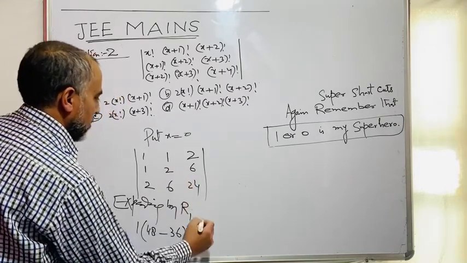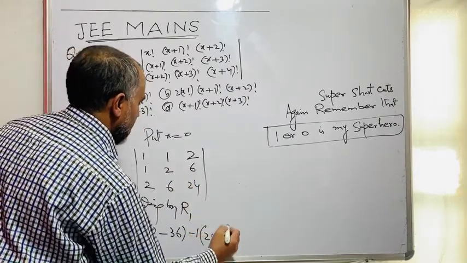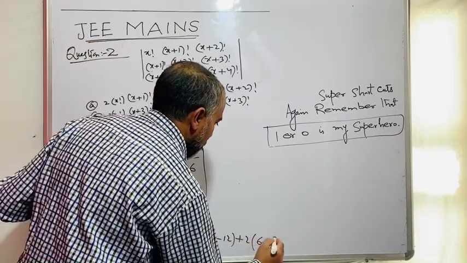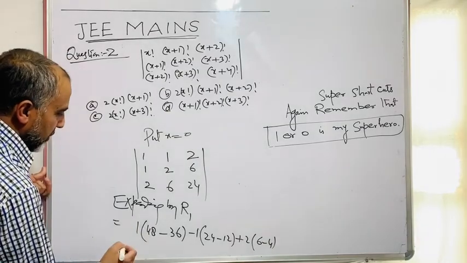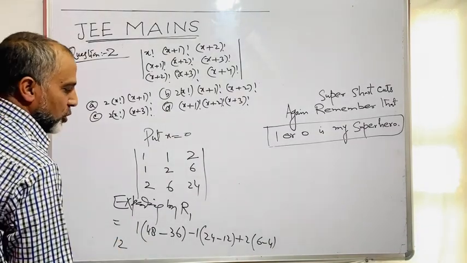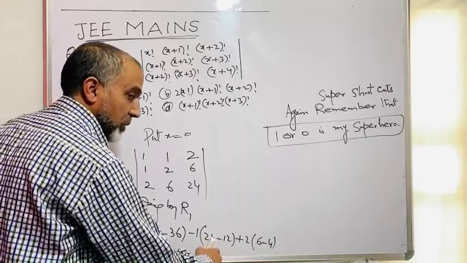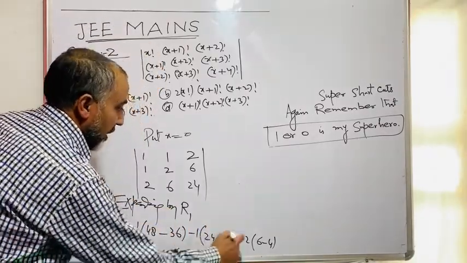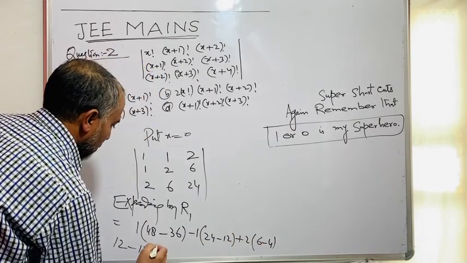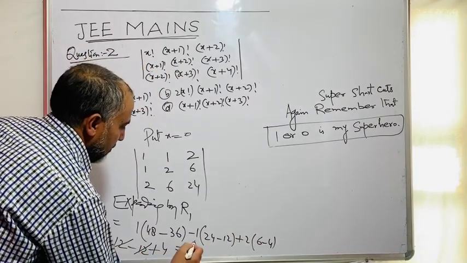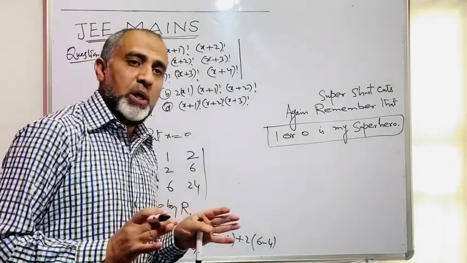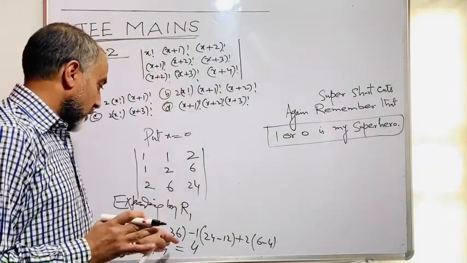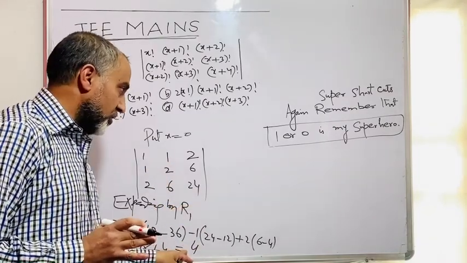Minus 1 times 24 minus 12, okay, plus 2 times, deleting this, 6 minus 4 will come. Okay, you are left with 12, here it is 12, 24 minus 12, 12 into 1, that's 12, it's minus 12, clear? Here how much will remain? 2, 2 2's are 4, this and this will go. You are left with 4. So the value of the determinant at x is equal to 0, we got the result equal to 4.